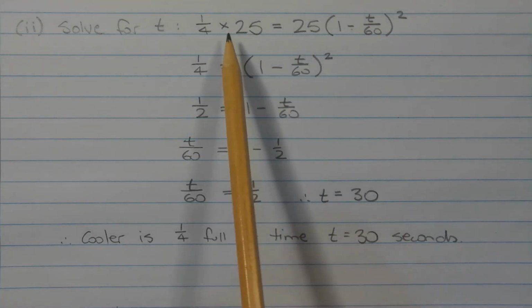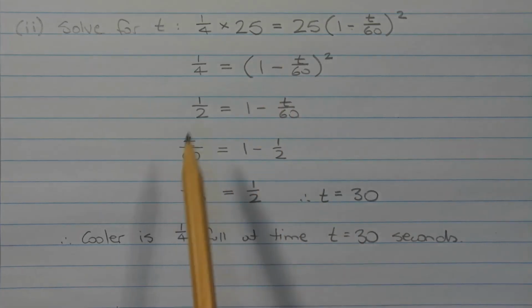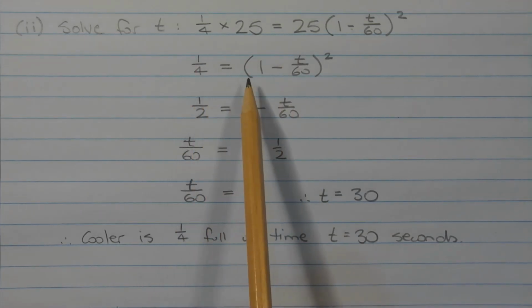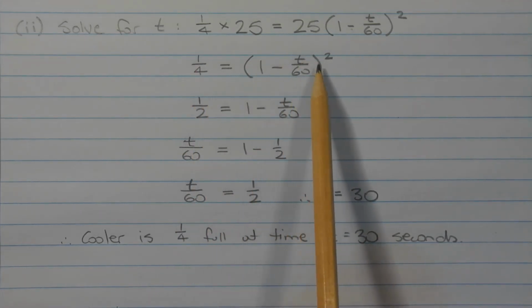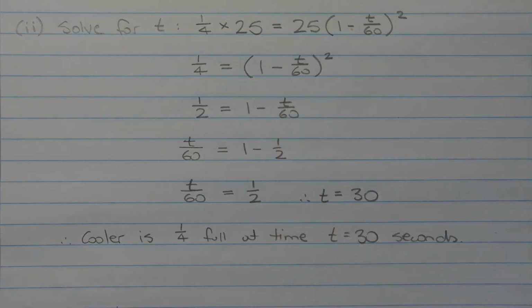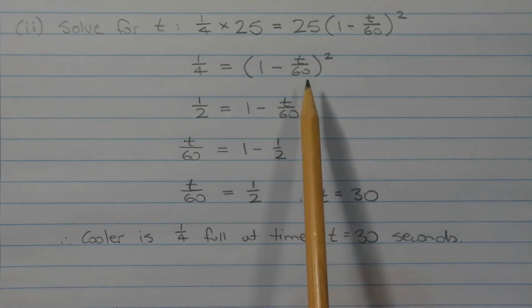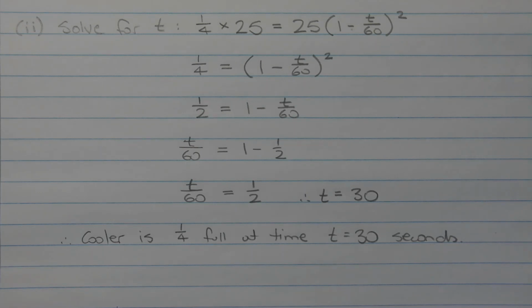So we can divide both sides of the equation by 25. So we end up with 1/4 is equal to (1 minus t over 60) to the power of 2. Taking the positive square root of both sides, we get 1 over 2 is equal to 1 minus t over 60.